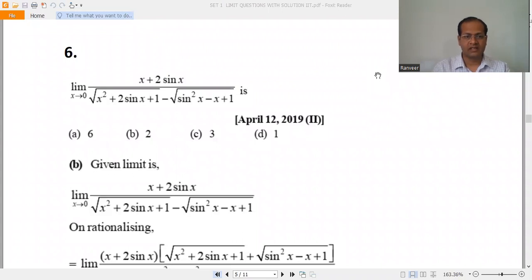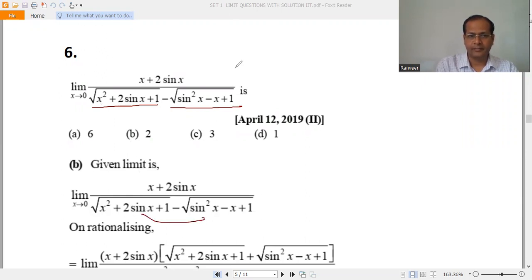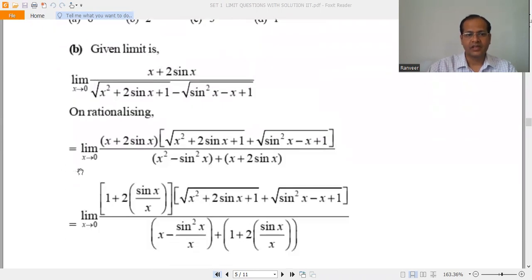Now in question number 6, limit x tending to 0, x plus 2 sin x over root under x square plus 2 sin x plus 1, minus root under sin square x minus x plus 1. Now this is the format of complete rationalization. Correct? This is complete rationalization. So we have to do the rationalization in the denominator. Once we do the rationalization, the numerator part is x plus 2 sin x as we had written, and rationalize means the minus-plus term will come in both places.